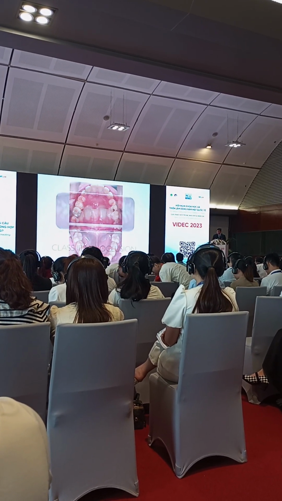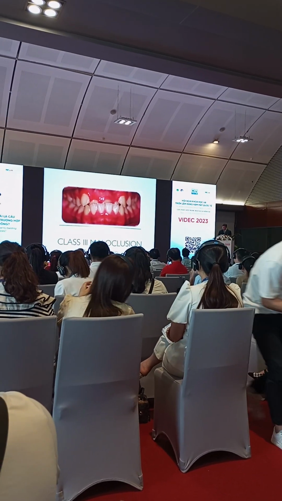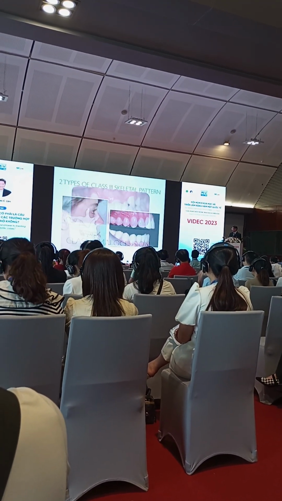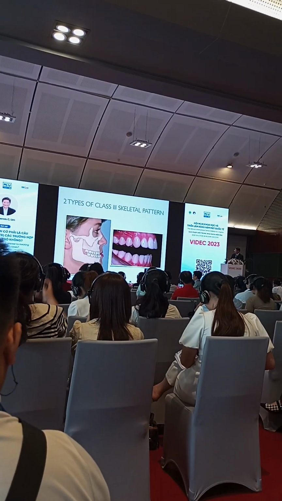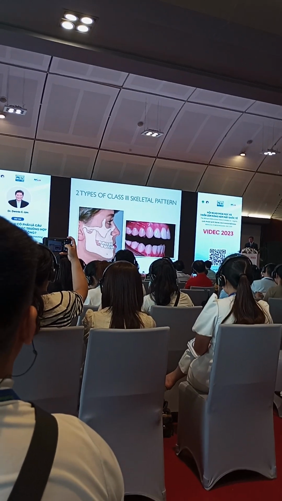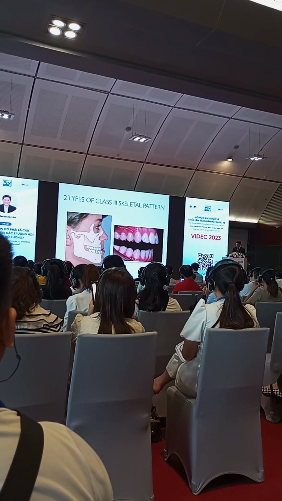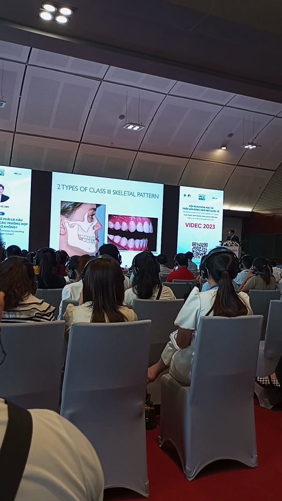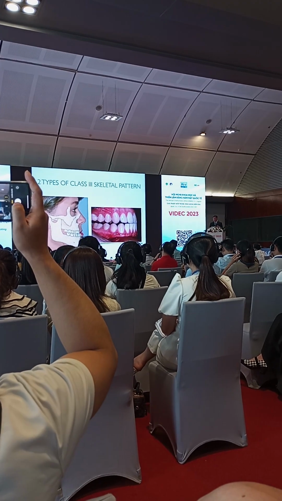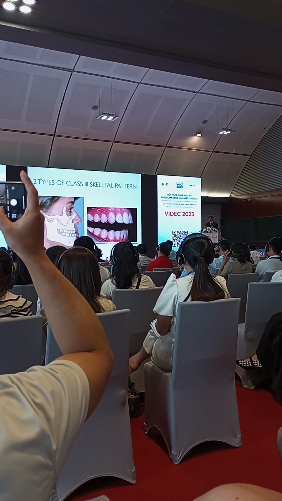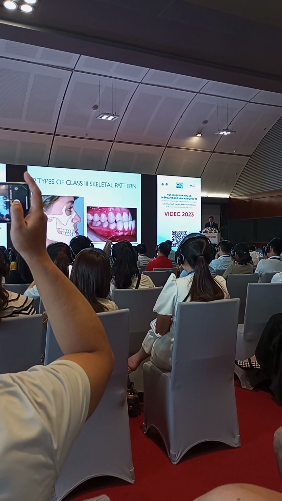So if we go now to a class 3 type of malocclusion, we can have two kinds of class 3. One is where, when the patient closes the mouth, you directly have an underbite. Another is where, when the patient closes, it causes an interference and shifts the jaw forward. Then you get a pseudo class 3.